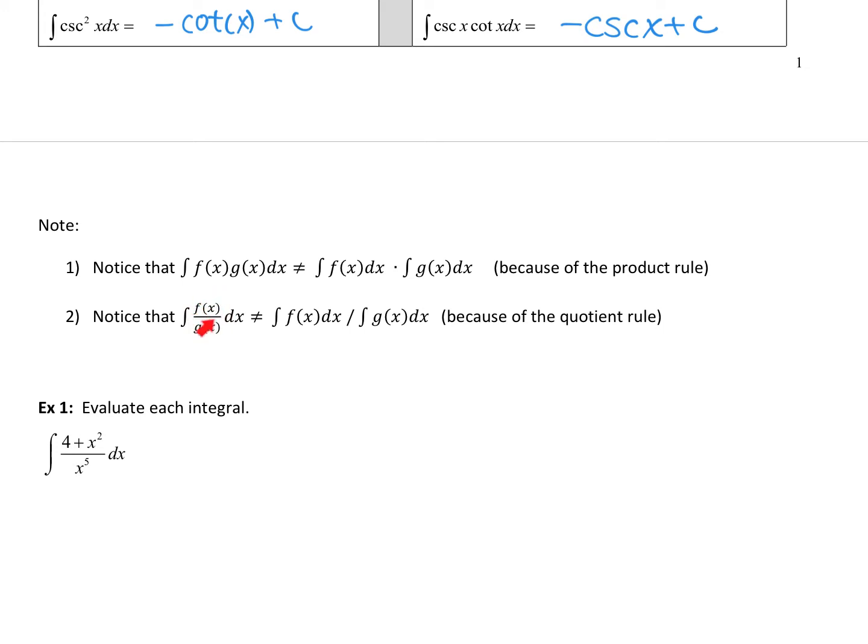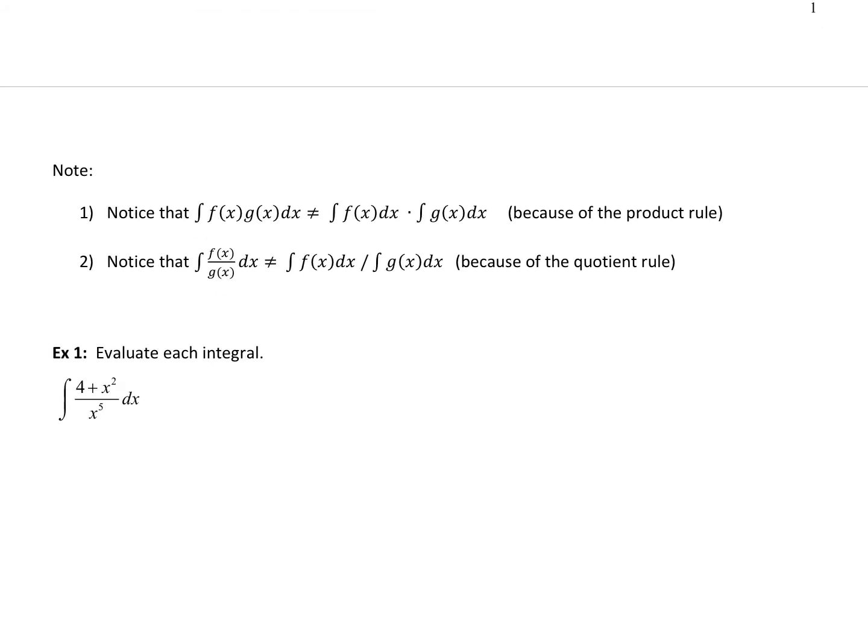Same for f over g. There's no nice formula for integral of f over g. And there's no nice formula for integral of f times g. In later sections, we're going to talk more about how to do it if you have something like this. There are a bunch of special cases we're going to study, so it's to come.